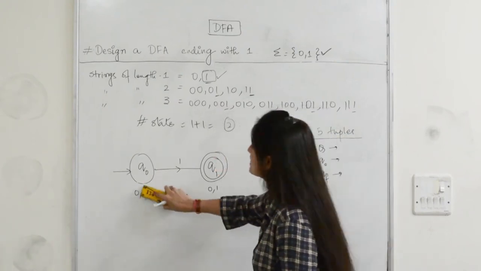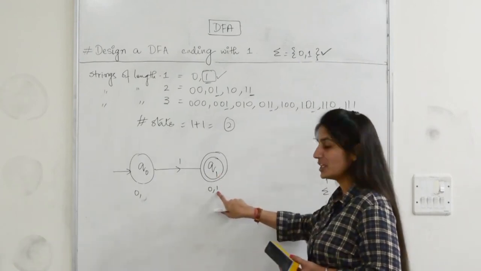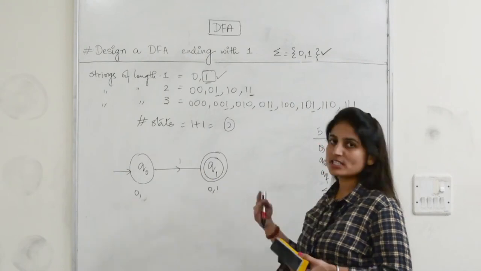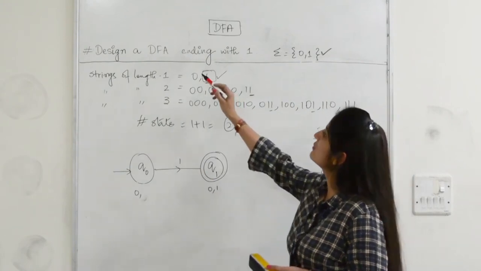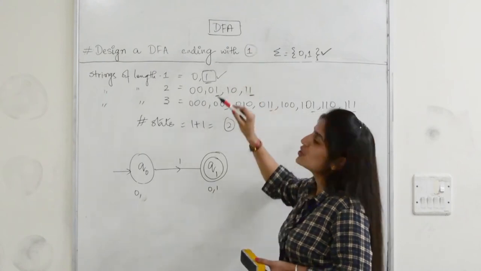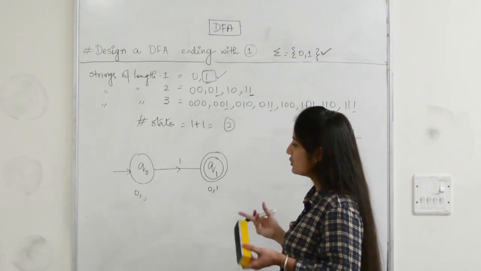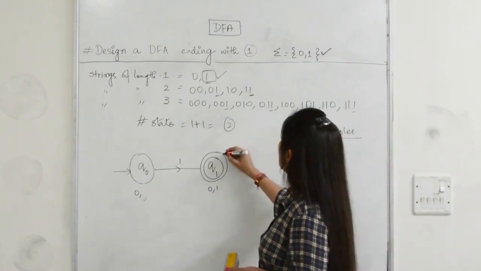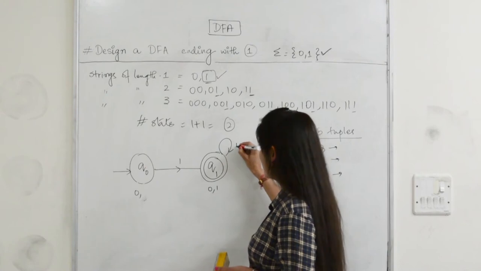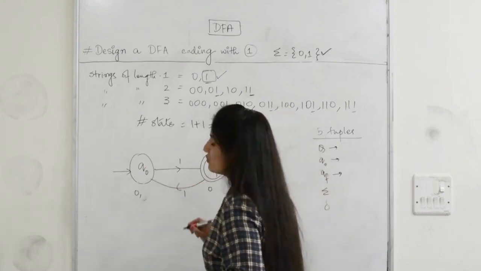Now for the state Q1, we are going to make the transition for the input alphabet 1. We are focusing first of all on ones. Why? Because we have to design a DFA which will be ending with 1, so first we focus only upon ones. Now what about this one? We can have 2 transitions for this. One is a self loop here, or we can have a transition this way. Now we have to find out which one is correct.